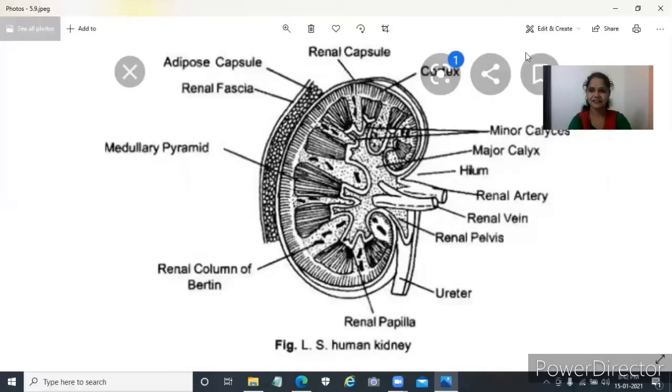Dear student, today we are going to study the LS of the human kidney. LS of the human kidney is the longitudinal section of the human kidney. Now, each kidney consists of three layers, which means it is made up of three layers. The outermost layer is the renal fascia, the middlemost layer is the adipose capsule, and the innermost layer is the renal capsule. So let's learn about them one by one.